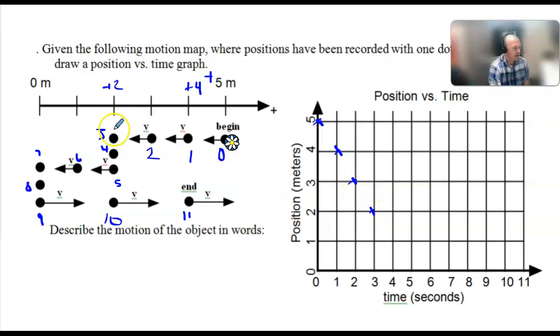So that seems to check out. We've gotten to positive 2 meters at 3 seconds. That's good. Then it stays at positive 2 for 4 and 5 seconds. Then it continues to move to the left from 5 to 7 seconds. So at 6 seconds, it's at 1. At 7 seconds, it's at 0. So I'm just plotting the points. 8 and 9, it's at 0. And then 10, it's at 2. And it looks like at 11, it's up to 4.